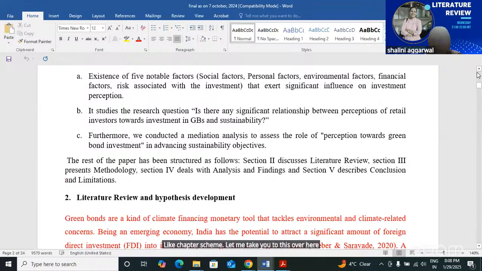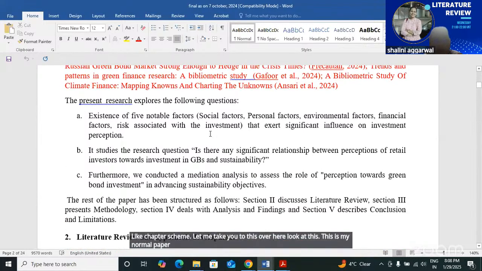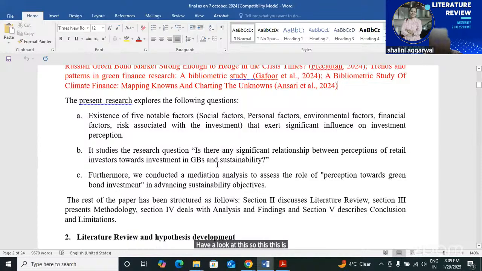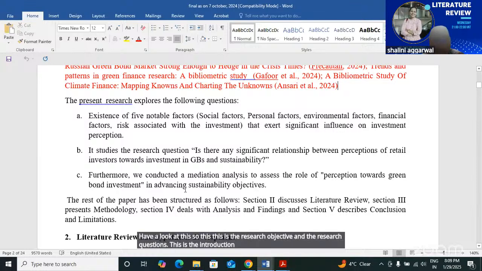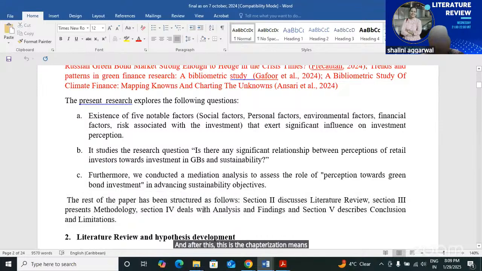Look at this. This is my normal paper, and we have written the research objective over here. Have a look at this. So this is the research objective and the research questions. This is the introduction section that is going on, and after this is the chapterization. Means the rest of the paper has been structured as follows. Section 2 discusses the literature. This is a quantitative paper, that is why there is a literature review section.